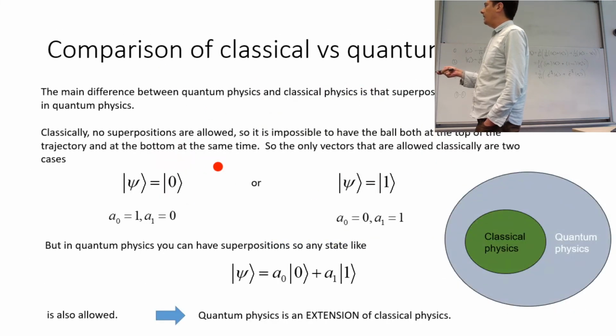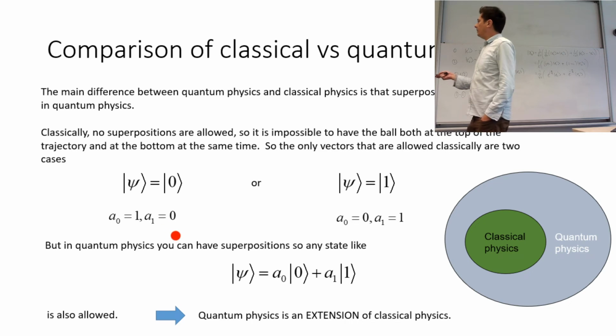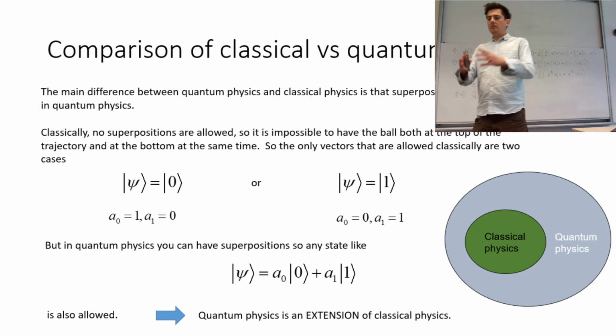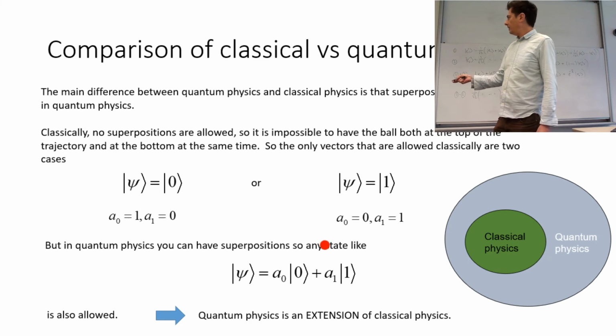Classically, these are the only 2 states that are allowed. In the quantum mechanical language, that would mean there are only 2 values of the parameters allowed: either A0 is 1 and A1 is 0, or A0 is 0 and A1 is 1. Classically, only those 2 are allowed. But quantum mechanically, it expands on that possibility. You can say, let's look at some more states that are potentially available here. So not just these 2, but any 2 numbers here, basically.